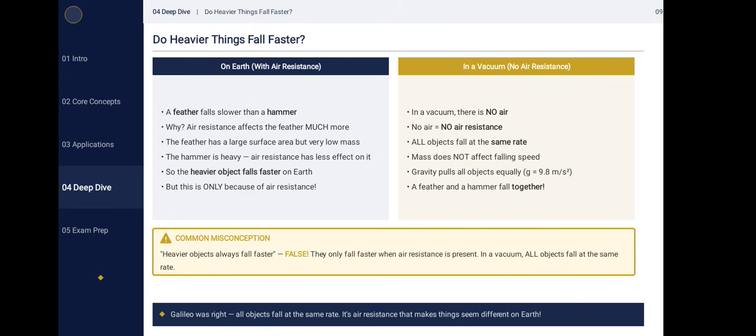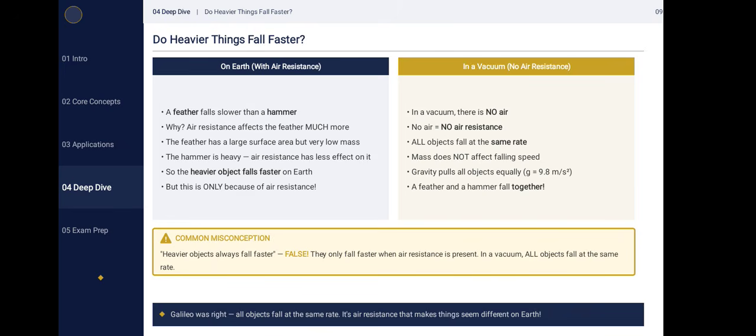But in a vacuum, the only force acting on it is gravity. There is no air resistance. Since gravity accelerates all objects at the same rate, that is 9.8 meters per second squared, the value of g, the gravitational constant, gravity pulls all objects towards the Earth, and they stay side by side all the way to the ground.